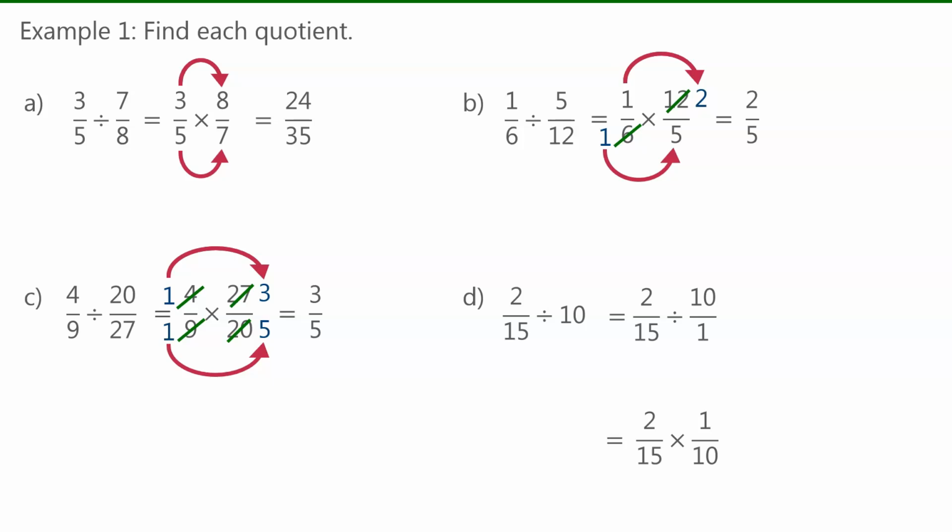So now I will check to see if I can do any cross cancellation. 15 and 1, there's nothing that will cancel, but 2 and 10, 2 will divide into both of those. So 2 divides into itself once, and 2 divides into 10 5 times. So now I multiply my numbers. 1 times 1 is 1, and 15 times 5 is 75, and that can't be reduced any further.